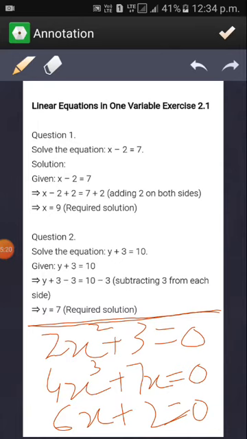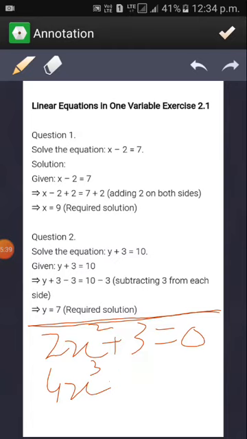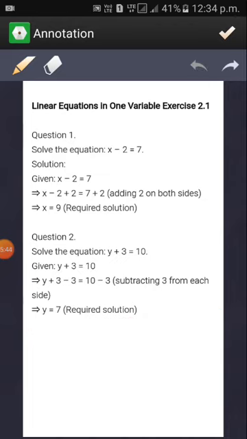Now when the degree is 2, we call that a quadratic equation. When degree is 3, we call that a cubic equation. When degree is 1, we call that a linear equation. I hope you will now be able to recognize a linear equation. So in short, when the highest power of the variable in an equation is 1, that is a linear equation. Okay, now moving to the questions directly.